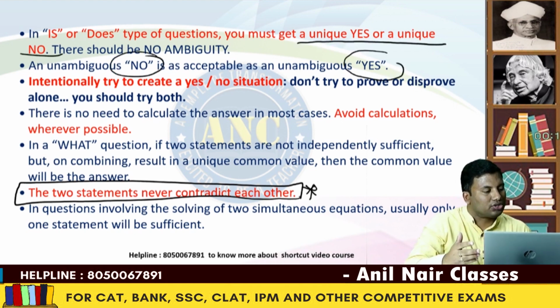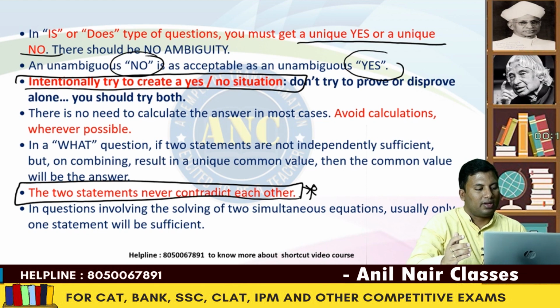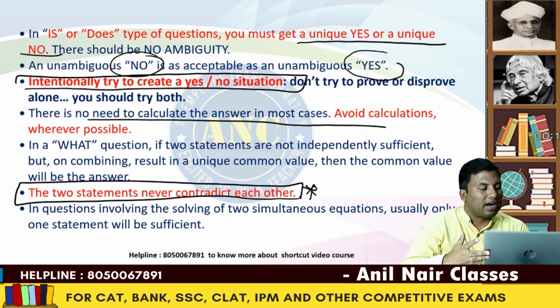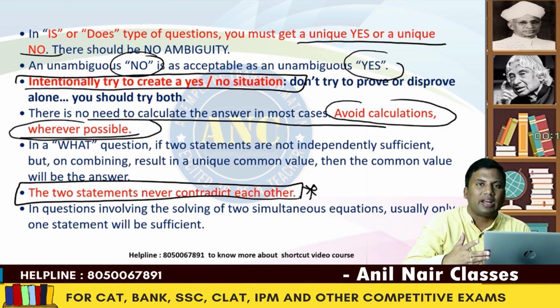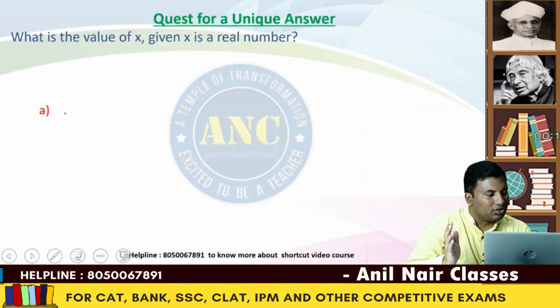I will take a question. If the question is a Boolean answer, intentionally try to create a yes or no situation. No calculation is required in most of the answers. Avoid calculations wherever it is possible. For every statement I will take a problem. There are about 25 to 30 questions. I will take all this one by one using questions.